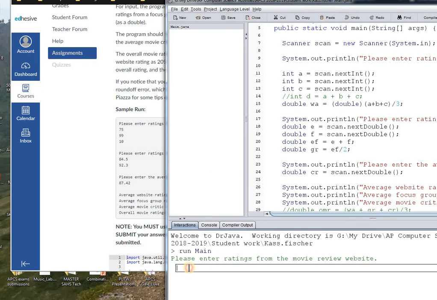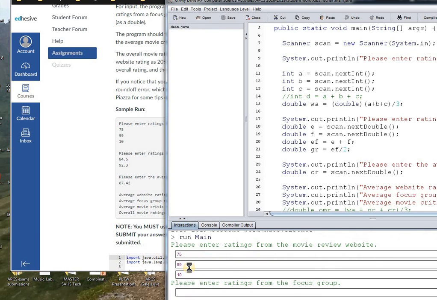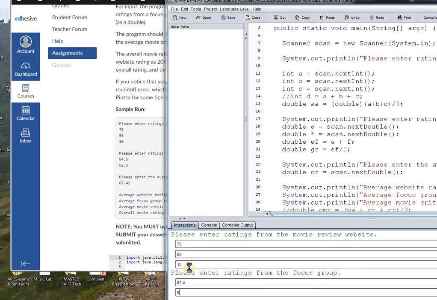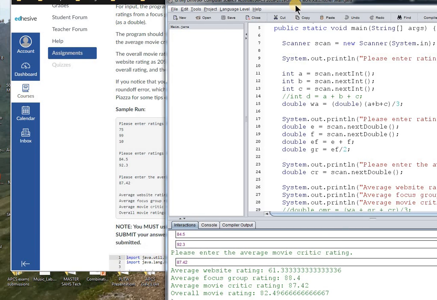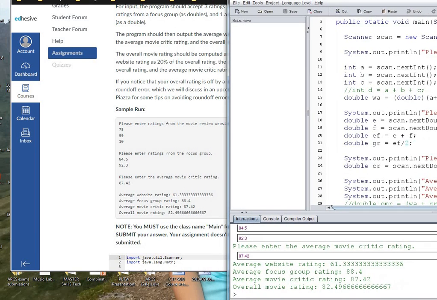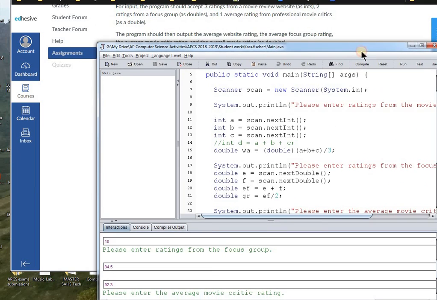I have to work with a smaller screen since I'm showing you. 75, 99, 10, 84.5, 92.3, 87.42. See, do I still get the right answer? 61. Yep. So I'm going to guess that this one will probably get 100% on it as well.